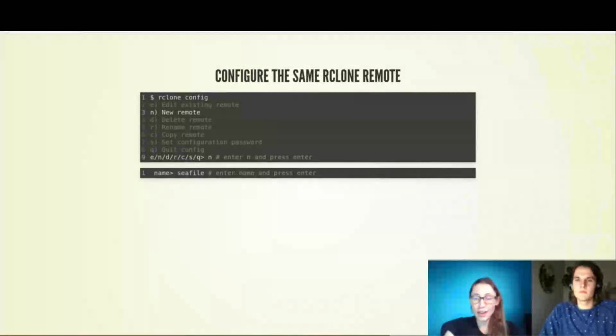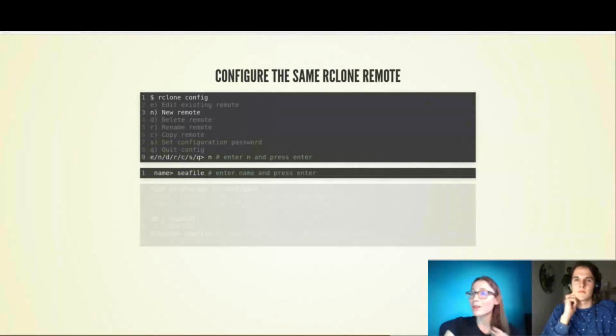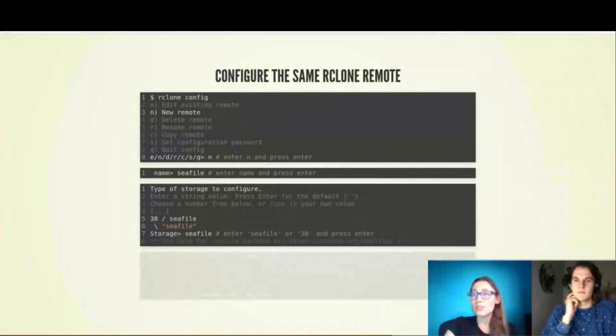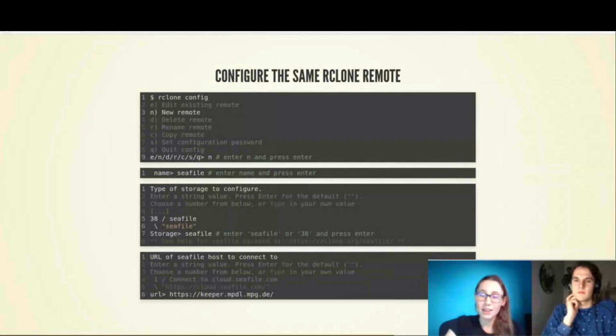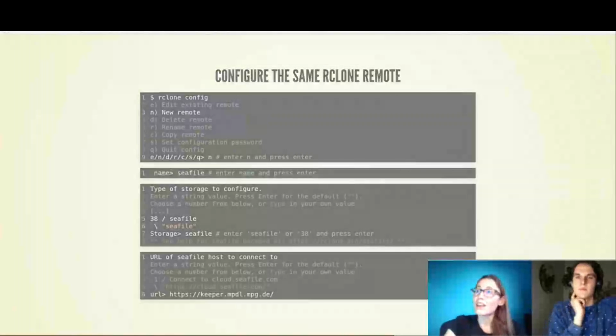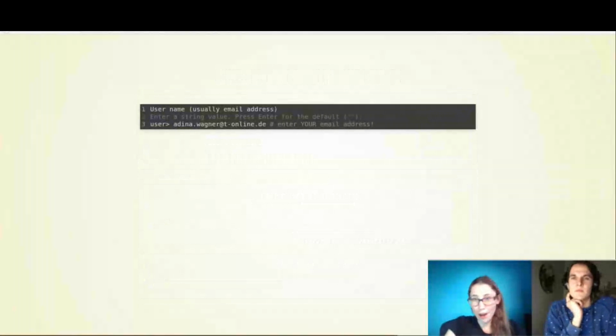I'm naming it Seafile, just to have the exact same name. That's actually an important thing to do. I choose Seafile. I enter the Keeper address of the MPI. I now use my personal email address to enable rclone to look into the libraries that I have in the Seafile instance, and input my password.